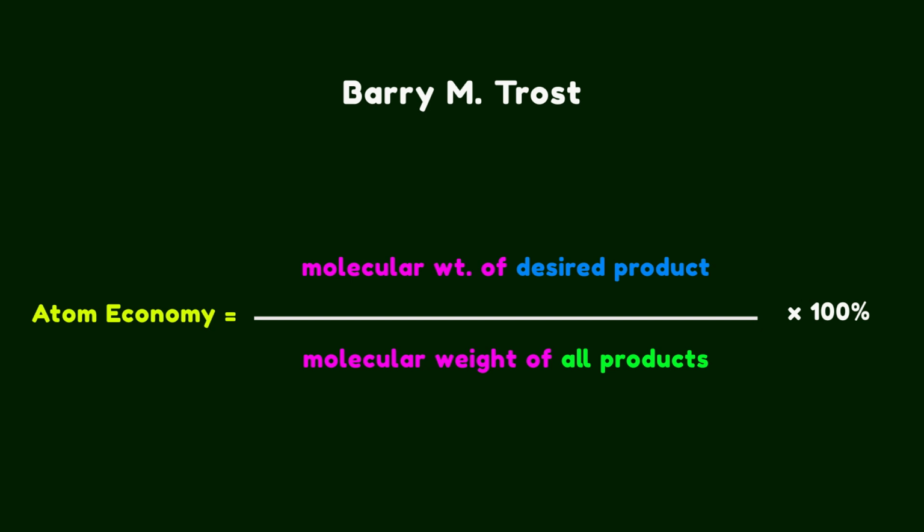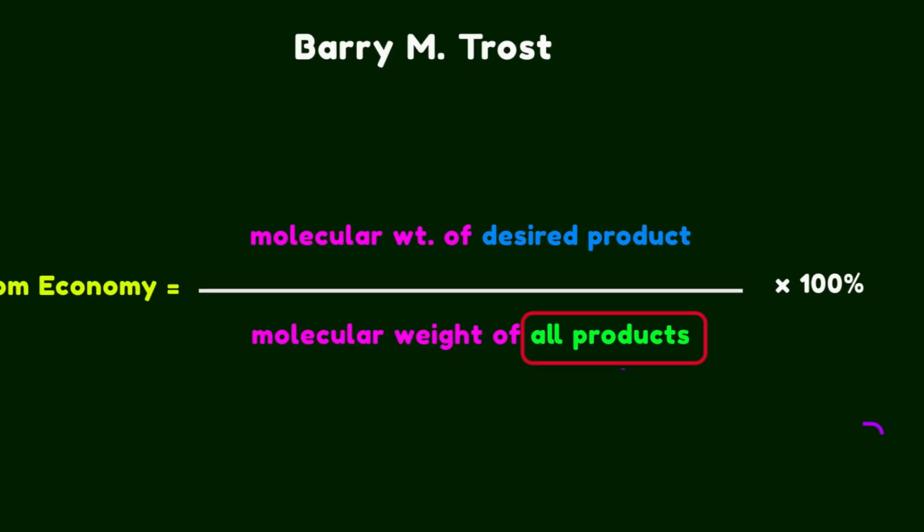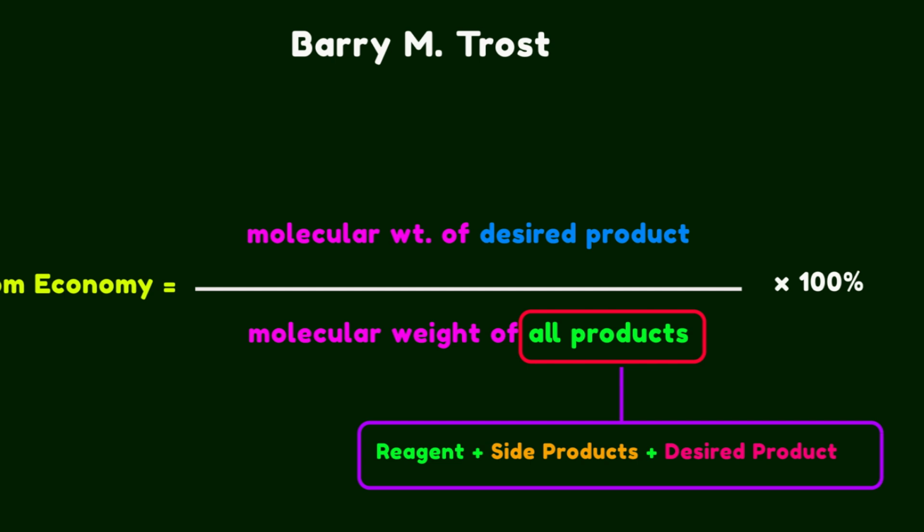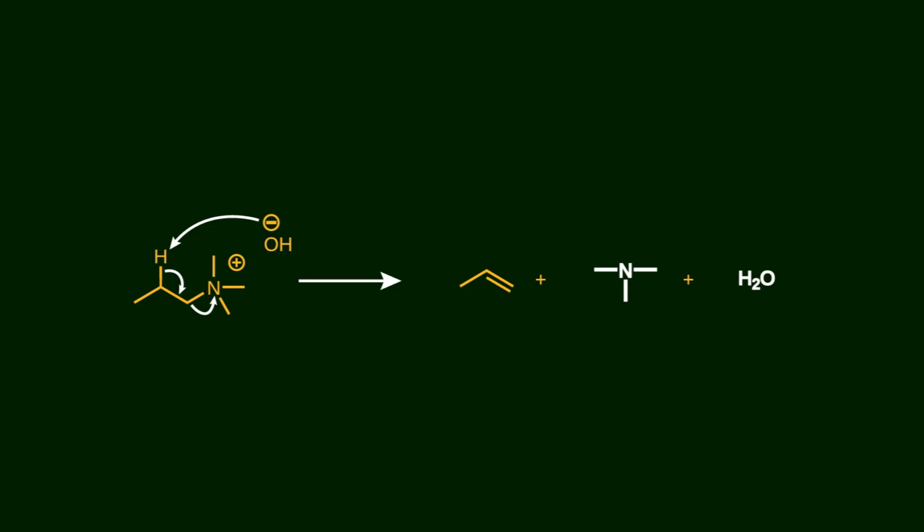In 1991, Professor Trost introduced a set of guiding principles to assess the efficiency of chemical processes, known as atom economy. Based on this definition, it can be expressed quantitatively by dividing the molecular weight of a desired product by the molecular weight of all products. Notice that all reagents used, unwanted side products, and the desired product itself contribute to the denominator of this fraction. But what does this fraction really tell us about efficiency? Let's bring this theory into real-world examples.